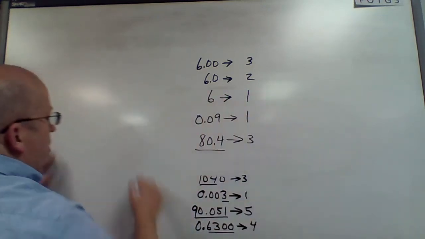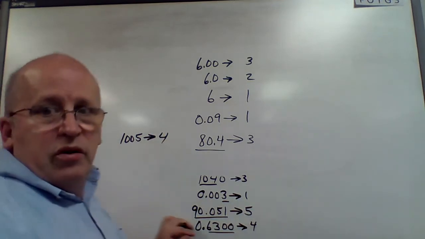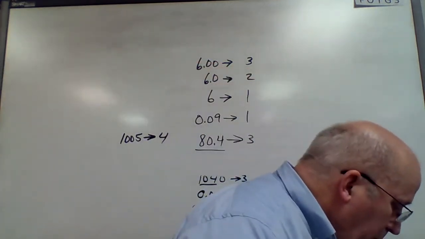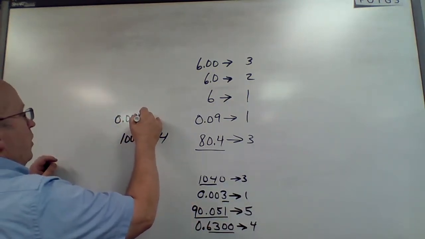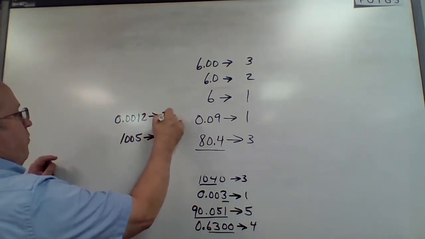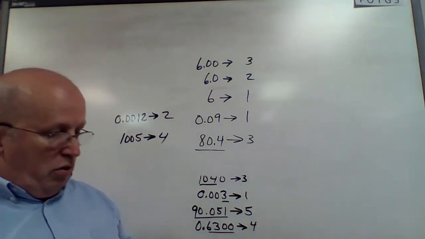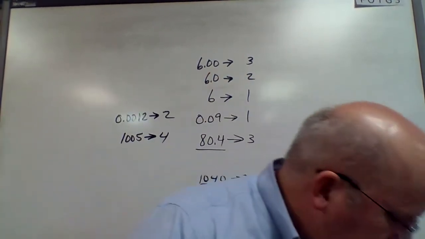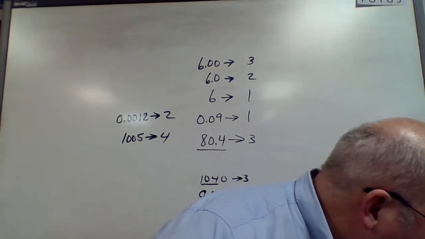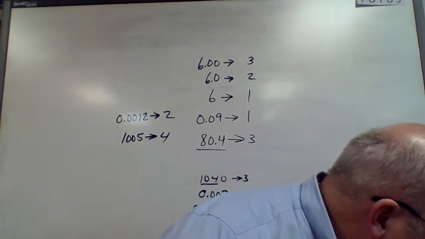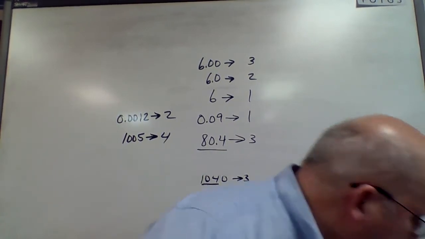How about the number 1005? That would have 4 significant digits. How about the number 0.0012? That would have just 2 significant digits. Remember, we're doing this according to the rules that are listed near the top of 591 in the blue writing, and then up above and below the black writing is going to be helpful in figuring that out.